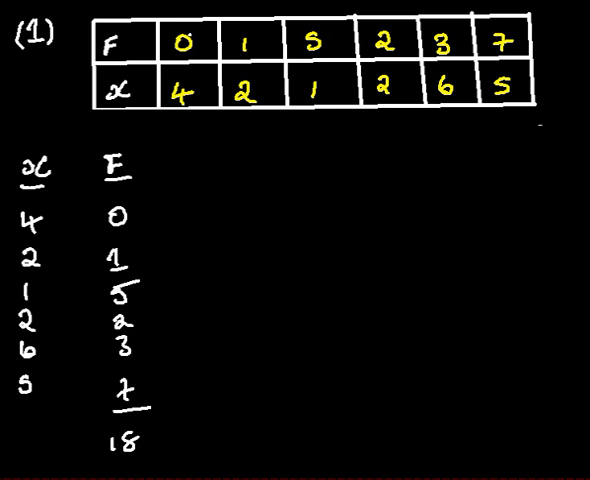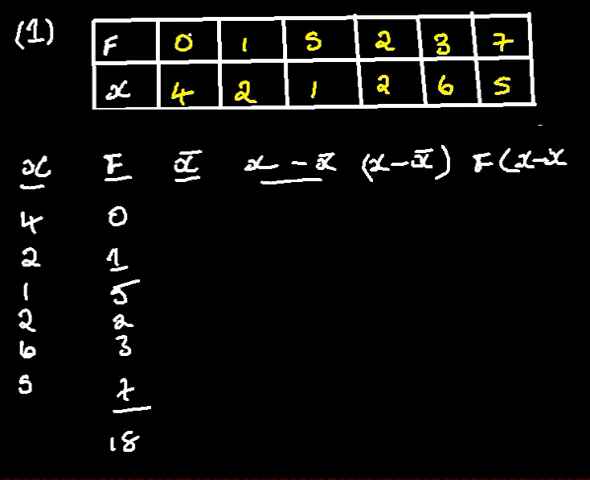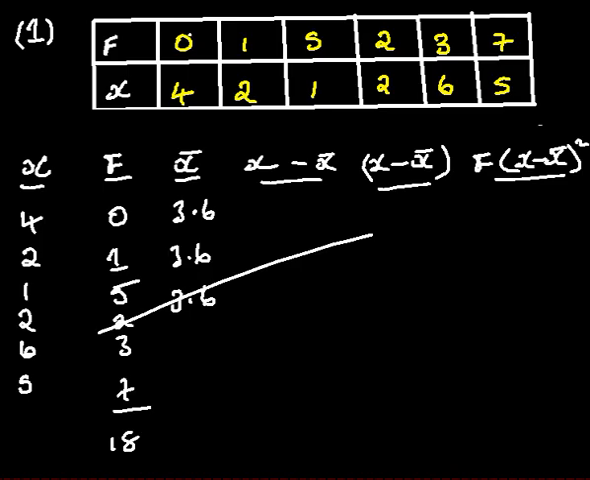Then I will have now the x bar, and I will have the deviations from the mean. We'll have that one, and we'll have the square of the deviations from the mean, and we'll have the frequency times the square of the deviations from the mean, like that. So everything will be done accordingly. So we have 3.6, 3.6, 3.6, and everything will be done the way we have discussed.